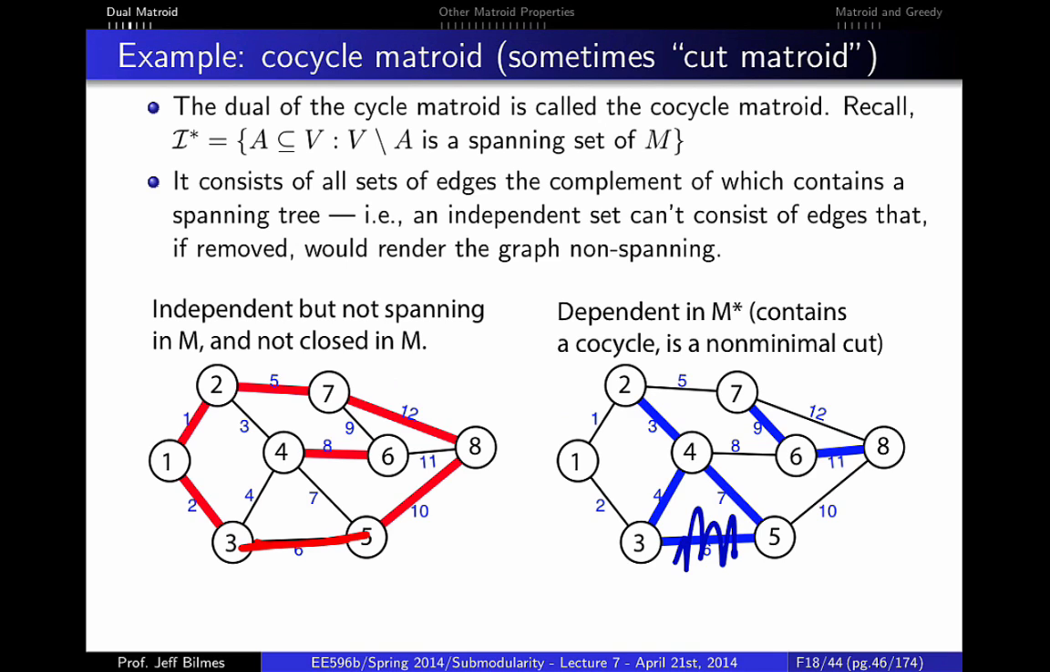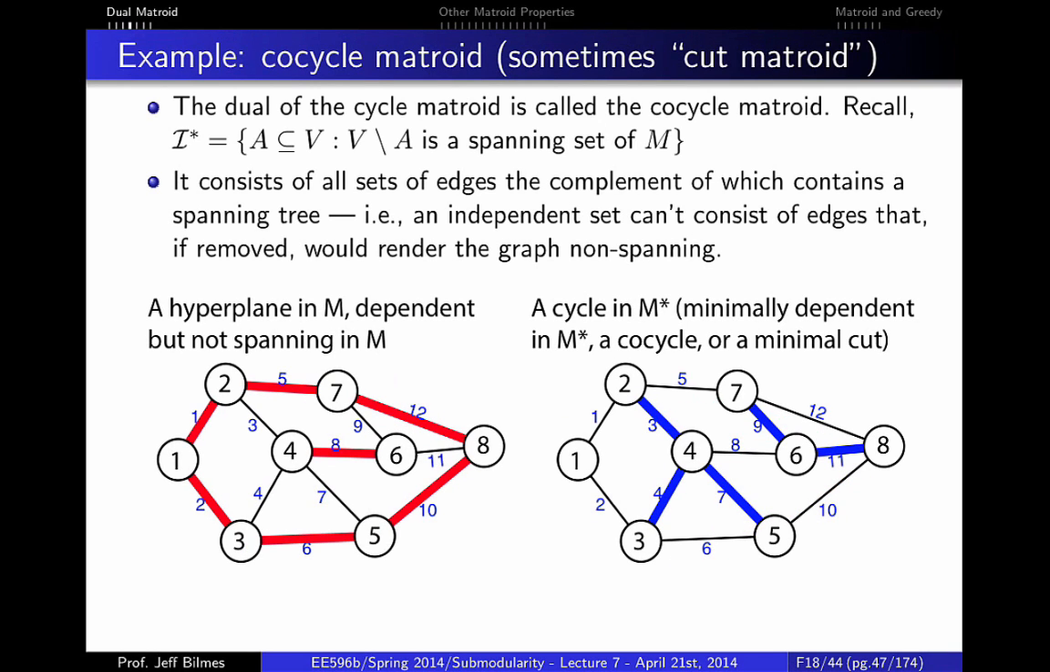Yes, because it cuts this stuff out. It cuts 4, 6 away from the remainder of the nodes. Maybe even that's the next example. In fact, that's the next example. So here's the closed set. It's a hyperplane, so the left is a hyperplane, and on the right is a cycle.